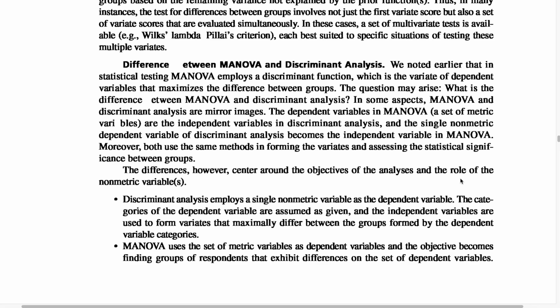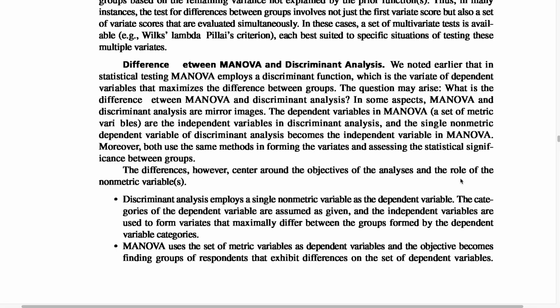In some aspects, MANOVA and discriminant analysis are mirror images. The dependent variables in MANOVA, a set of metric variables, are the independent variables in discriminant analysis, and the single non-metric dependent variable of discriminant analysis becomes the independent variable in MANOVA. Moreover, both use the same method in forming the variates and assessing the statistical significance between groups. The differences, however, center around the objective of the analysis and the role of the non-metric variables.